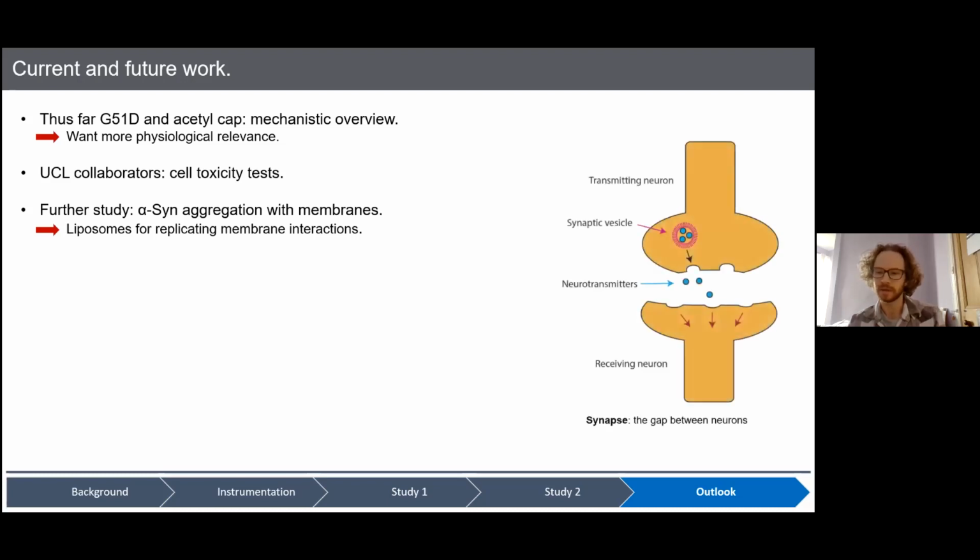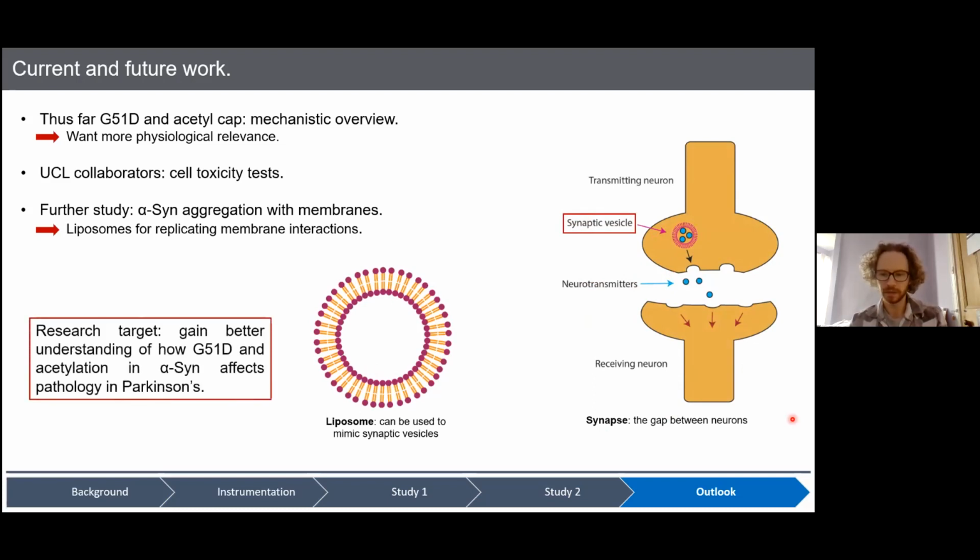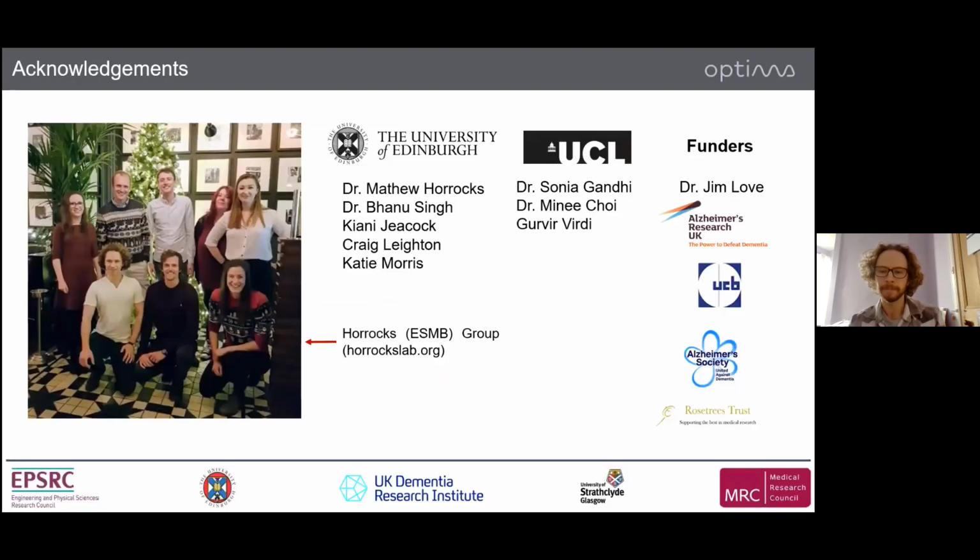So I mentioned before that alpha-synuclein's main function is unclear. However, it's known to be involved in regulating synaptic vesicles, which essentially are little molecules which are used to transmit chemical messages, or neurotransmitters, from one neuron to the other in the brain. We can make a synthetic model of these vesicles in the lab, which are called liposomes, and they look a little bit like this. And we can then use these to model interactions between alpha-synuclein and the vesicles that they regulate. In summary, with this work, we'll get a better understanding of how the G51D variant and the acetyl cap in alpha-synuclein affect pathology in Parkinson's.